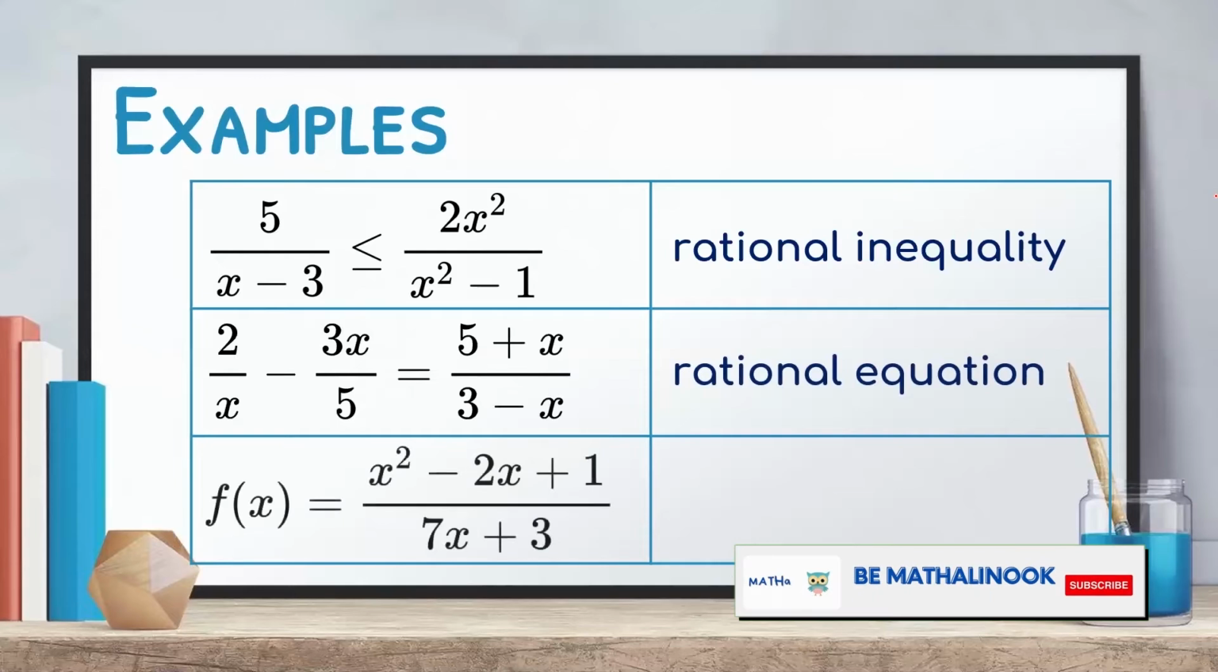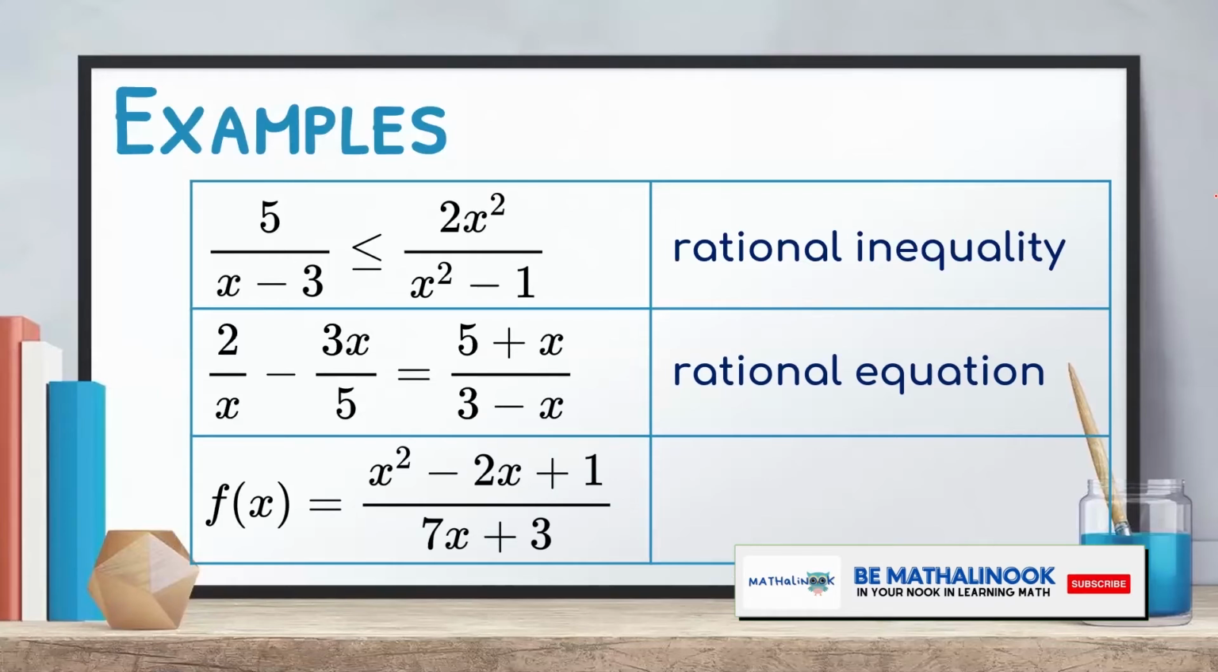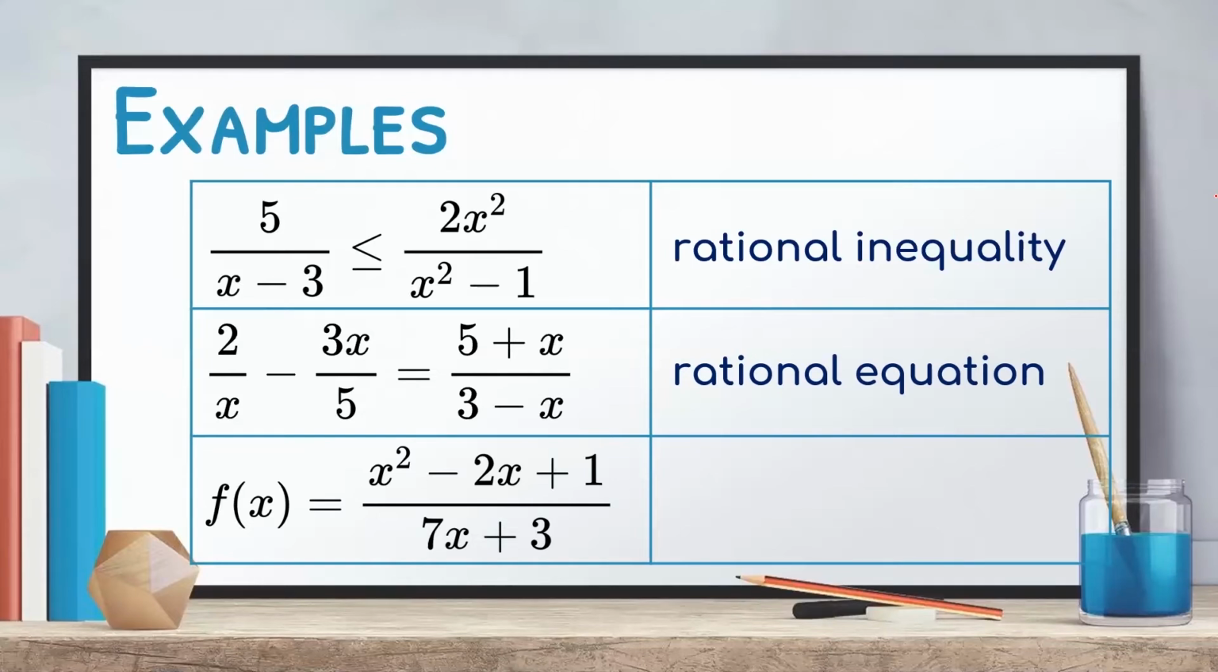And finally, for the sixth one, we have f of x is equal to x squared minus 2x plus 1 over 7x plus 3. Since there is an f of x here, and this is a rational expression, therefore, this entire expression is a rational function.